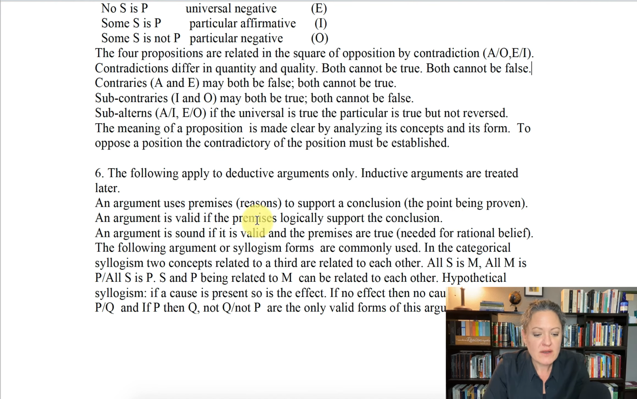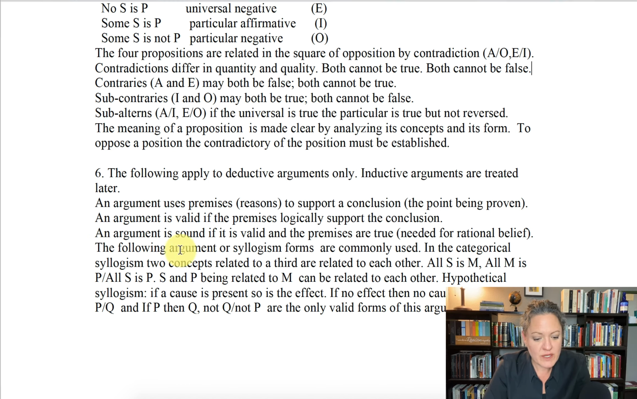Lastly, an argument is sound if it is valid, it's in good form, and the premises are true, which is needed for rational belief. So in the handout on the definition of knowledge, we said knowledge is justified true belief, and justification is by reason and argument such that the opposite is impossible. We're going to combine these two methods to get arguments for metaphysics.